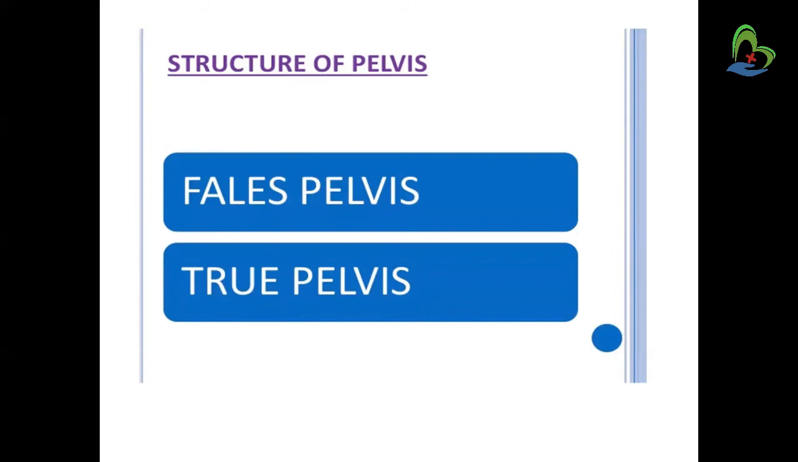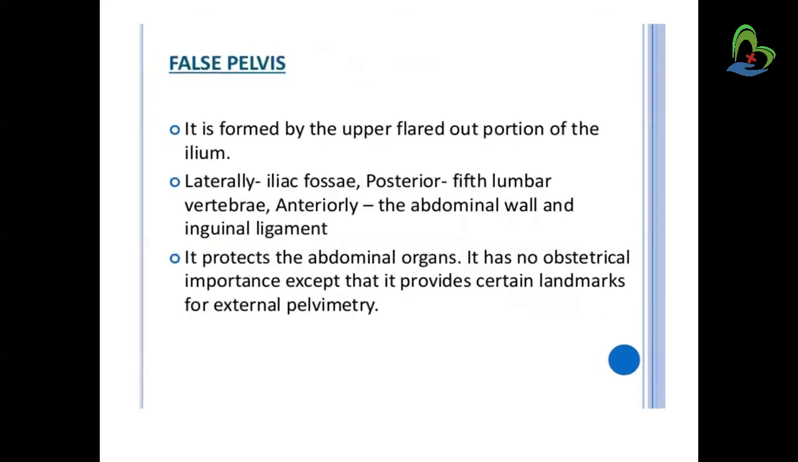Now the types of the structure of the pelvis. There are two, the false pelvis and the true pelvis. The false pelvis is formed by the upper flat outer portion of the ilium bone, that is the iliac crest. The main function of the false pelvis is to protect the abdominal organs, and it doesn't have any obstetric importance during childbirth, but it serves as a landmark for external pelvimetry.